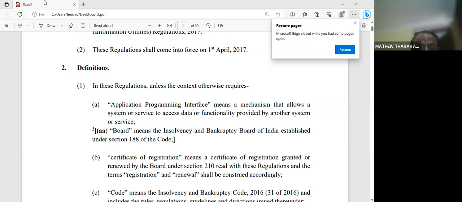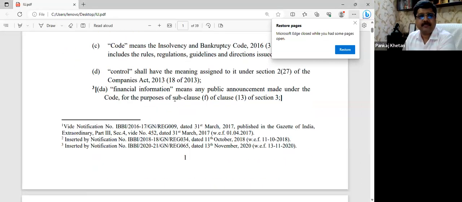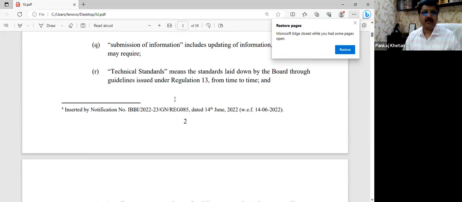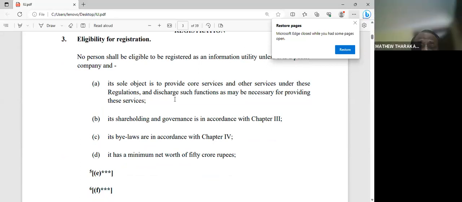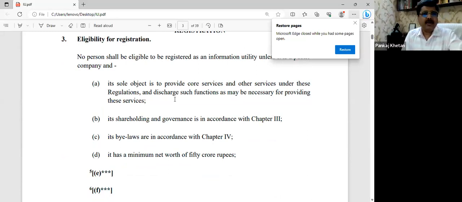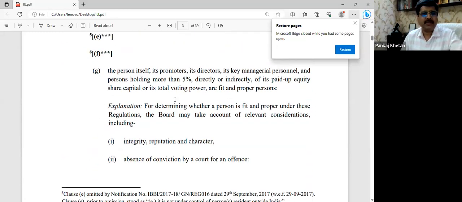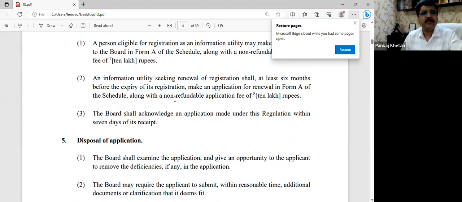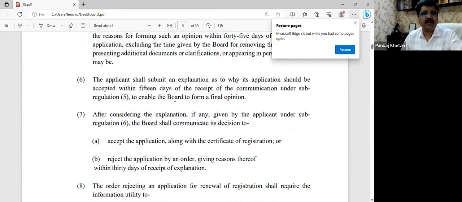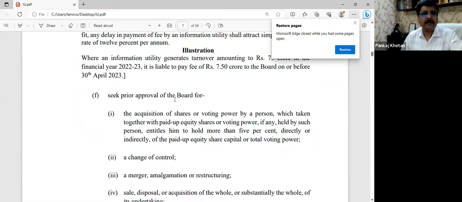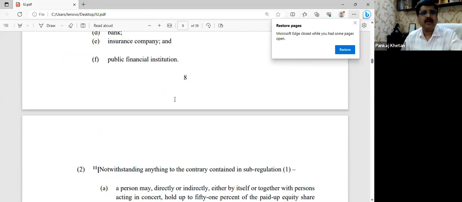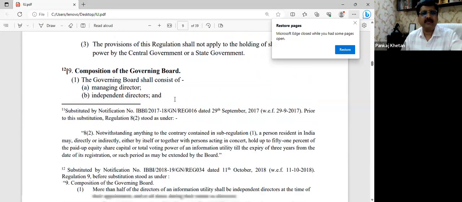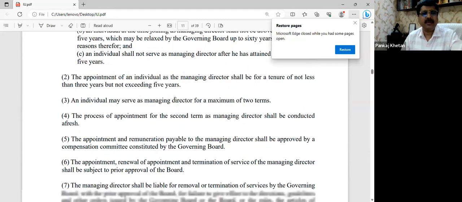The definition, scroll up. Okay, Nitika, next. Scroll it down. Eligibility for registrations, I think we can. Sir, it has a minimum net worth. Okay, it's for IU. Check next. It's the internal matter of IU. Application disposal, that's the internal matter. IP does not come in between this. Yeah, next. It's the internal guidelines. Yeah, same thing here.